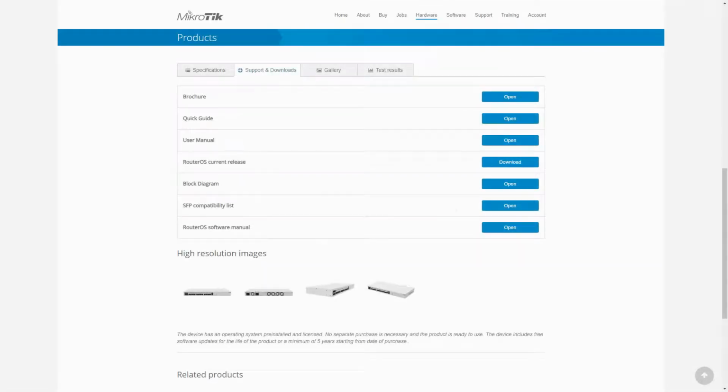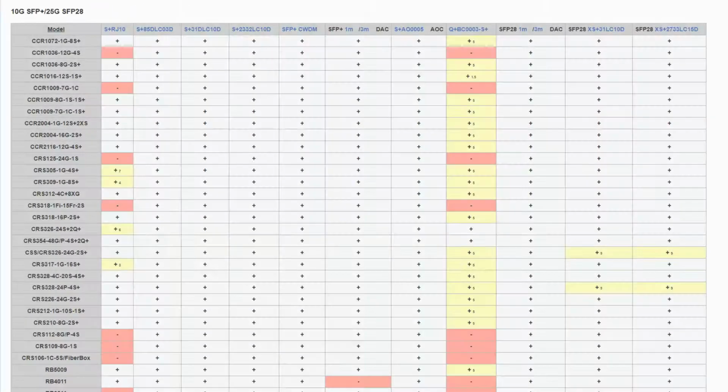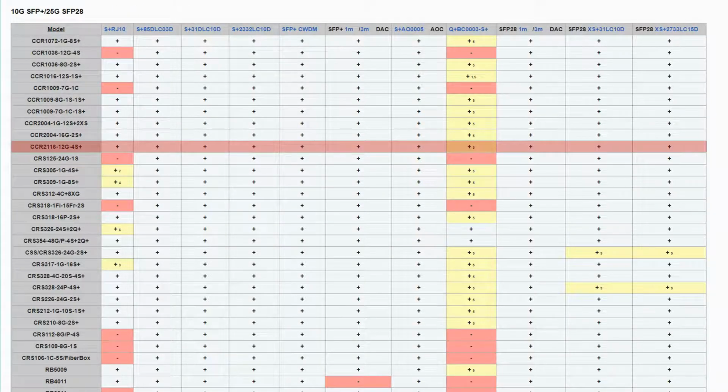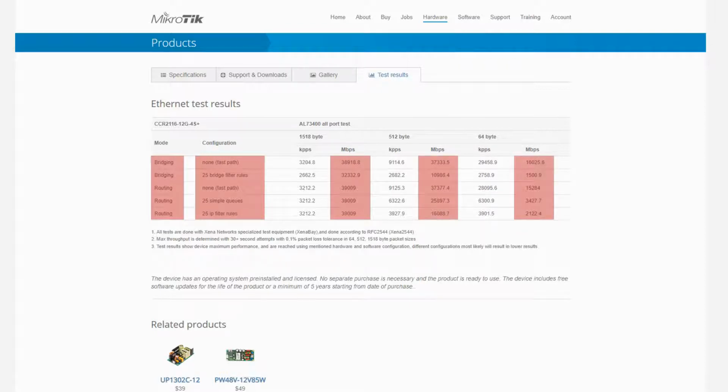As for the CCR2116's SFP compatibility, this device works with a number of 1G SFP, 10G SFP+, or 25G SFP28 modules, all of which are listed in the columns of these tables. When it comes to test results, you can see the impressive yield of the CCR2116 based on different modes, configurations, and packet sizes. Of course, these numbers are based on an all-port test and can increase even further based on different types of usages. You should also note that we do not have IPsec test results for this router, as it doesn't support traffic encryption.